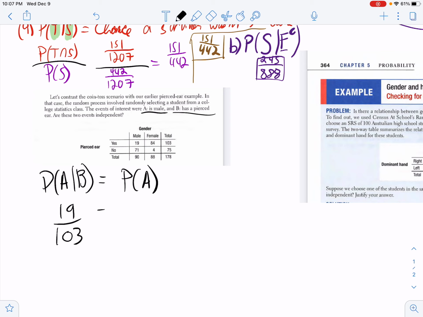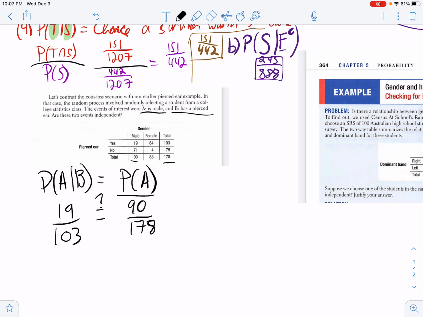And is this equal to, what is it? It's the probability that you're male. A is male. So there are 90 males out of 178 people, so this is 90 over 178. And we'll notice that this, what I'm highlighting here in green, is less than 0.2. And this, that I'm highlighting now in red, is bigger than 0.5. So I don't actually know what the numbers are, but I know they're not equal. So these events are not independent, because those two values are non-equal.